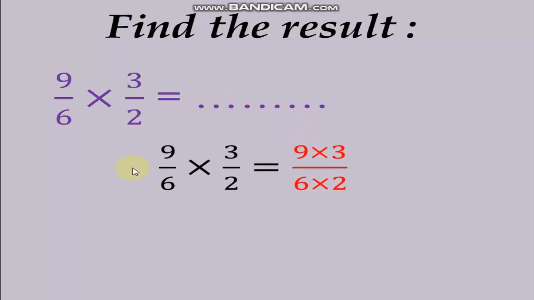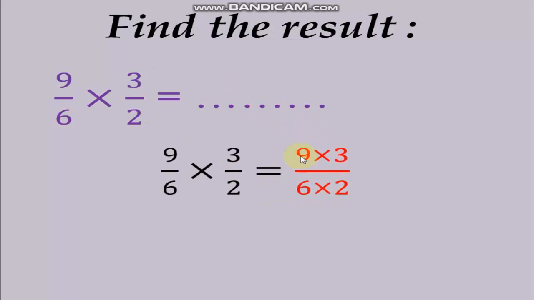Another example. Find the result. 9 over 6 times 3 over 2. Step number 1. Multiply the numerators and denominators. 9 times 3 and 6 times 2. 9 times 3 equals 27. 6 times 2 equals 12.